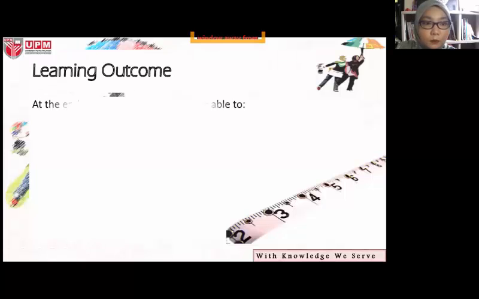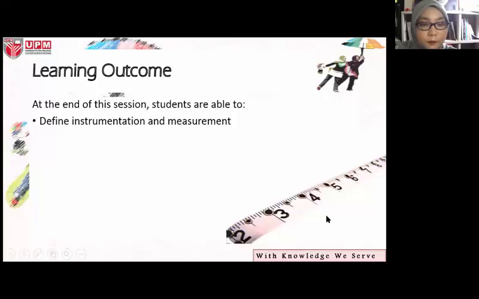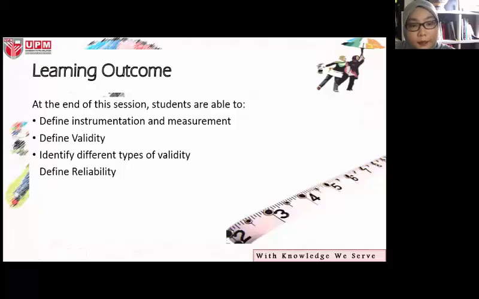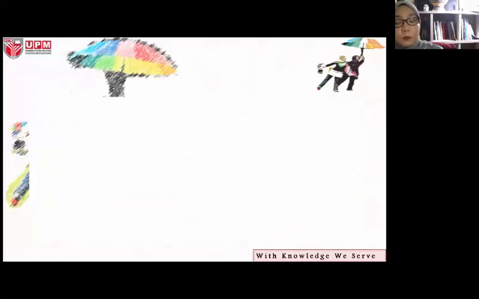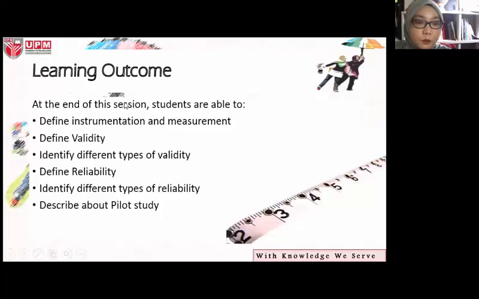Okay, so this is the LO for today's session. At the end of the session, students should be able to define instrumentation and measurement, define validity, identify different types of validity, define reliability, and then identify different types of reliability. These are what we are going to focus on today. The next one is to describe pilot study, which is the last LO.